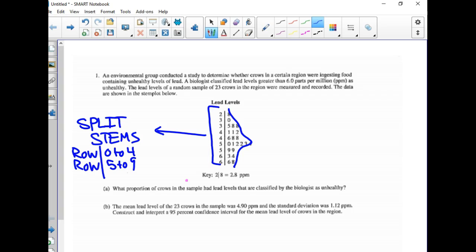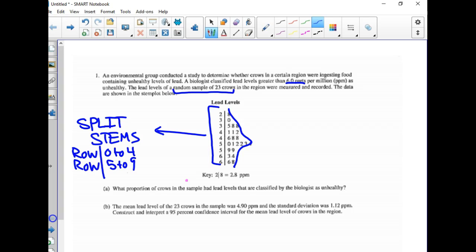What proportion of crows in this sample had lead levels that are classified by the biologist as unhealthy? If you read through the problem, you see you have a random sample of 23 crows, and levels greater than 6.0 are considered unhealthy. So all I need to do here is read the stem plot. That's what this part is getting at. Do you know how to read a stem plot?